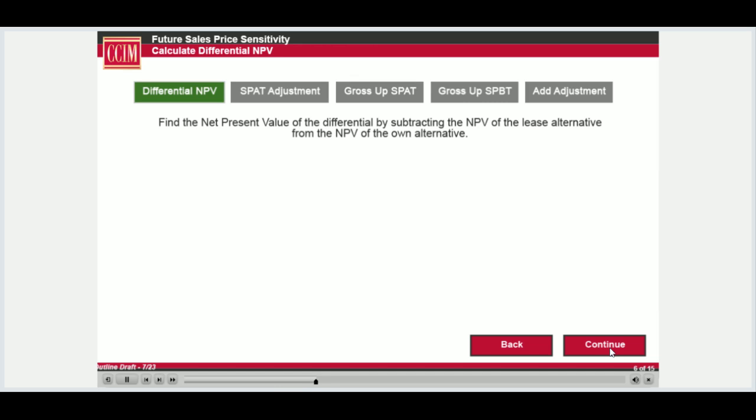Step 1. We start by calculating the difference between the NPV of owning and the NPV of leasing by subtracting the NPV of the lease alternative from the NPV of the own alternative. Remember the acronym OLD, or own minus lease equals the differential.